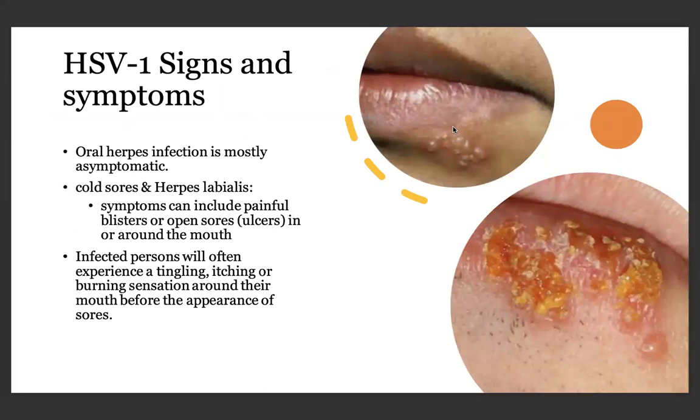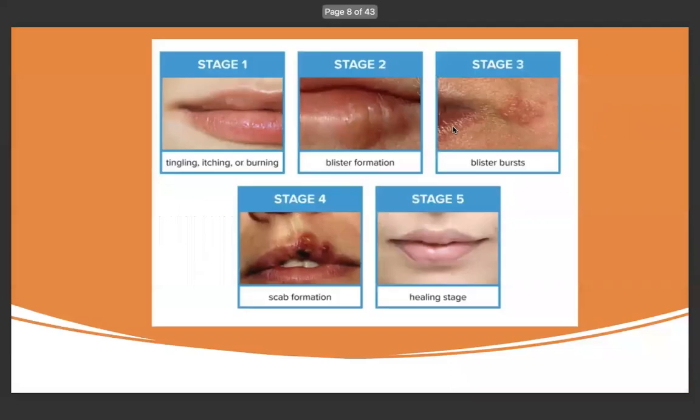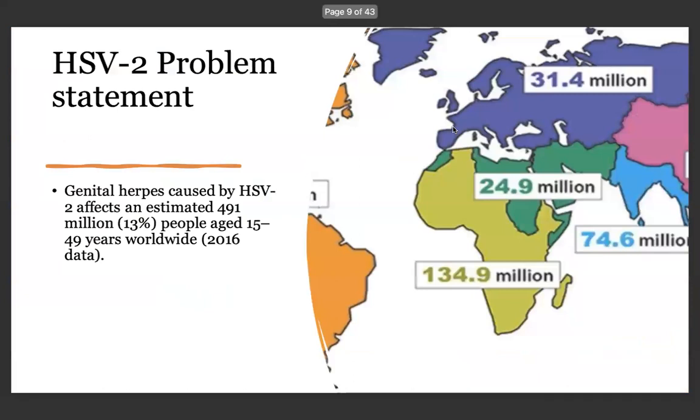HSV1 signs and symptoms. Oral herpes infection is mostly asymptomatic. Cold sores and herpes labialis symptoms can include painful blisters or open sores in or around the mouth. Infected people will often experience a tingling, itching, or burning sensation around their mouth before the appearance of sores. Stage 1: tingling, itching, or burning. Stage 2: blister formation. Stage 3: blister burst. Stage 4 is scab formation, and stage 5 is the healing stage.